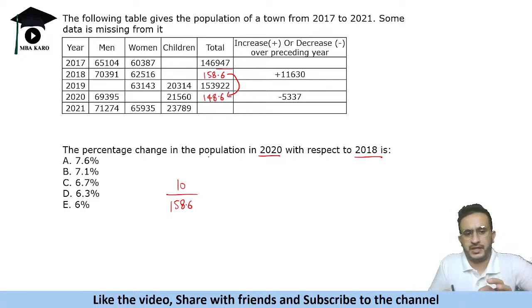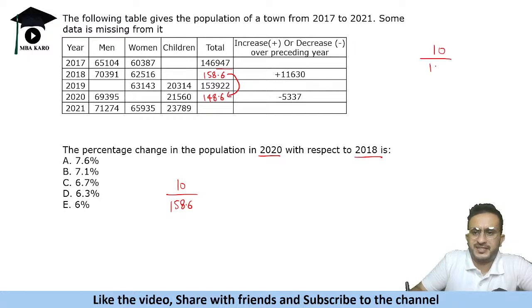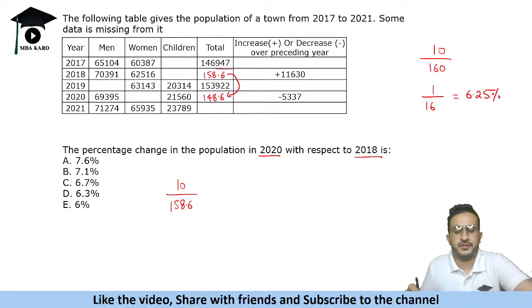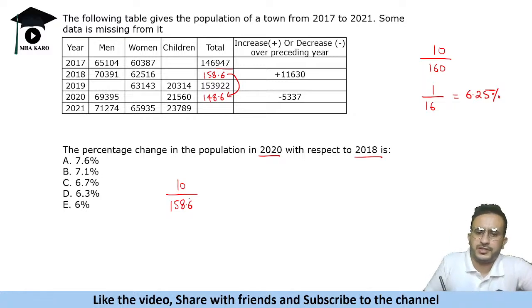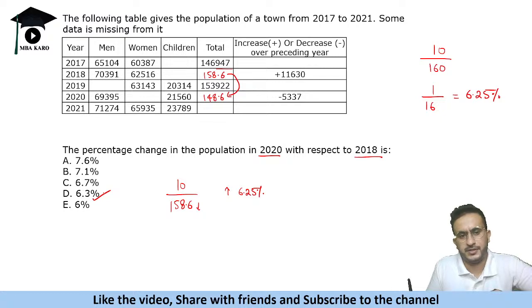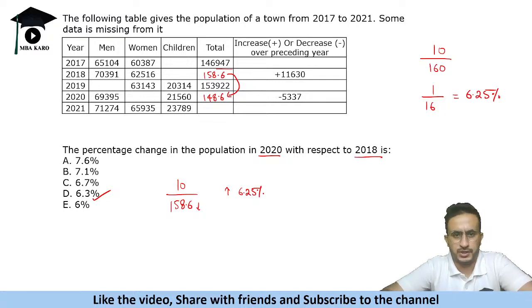Okay. So again, we will do approximation to get this answer. You should be very well aware of the different fractions. Now, suppose it was 10 upon 160, then it becomes 1 by 16, which is 6.25%. So, if you are aware of the percentages, then you can solve these questions very fast. Okay, so 6.25%. Now, this is slightly less than 160. So the answer should be slightly more than 6.25%. It could be 6.3%. Okay, so that is the answer to this question.